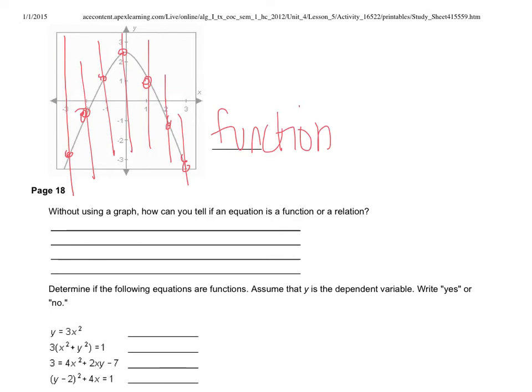So if you didn't have a graph, let's just say they gave you an equation and you wanted to know if it was a function or a relation, well, it's really easy to figure it out. If it's a function, then it will just have y. Okay? If it's not a function, that means that it will have y squared or y cubed or something else where y has an exponent with it.